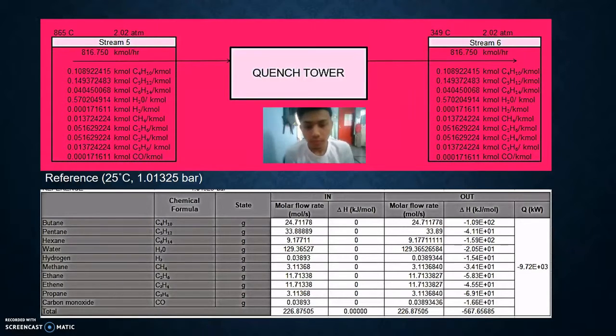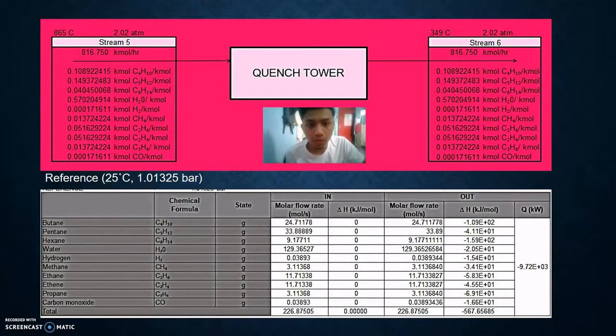The quench tower energy balance calculation, I use the usual theoretical method and I use the inlet as the reference to find the change of enthalpy in the outlet. After I multiply the molar flow rate and the change of enthalpy in the outlet, I managed to get the negative Q value. The negative Q value is given because the temperature is decreasing.